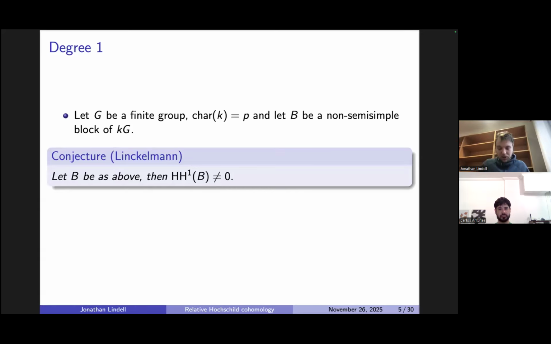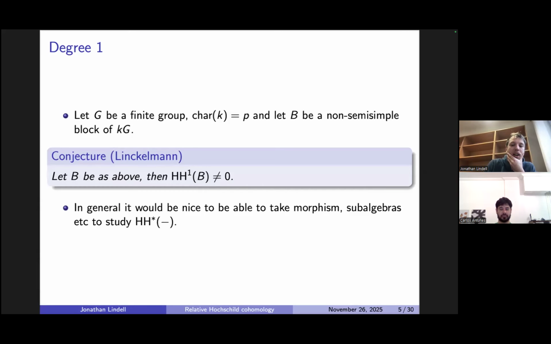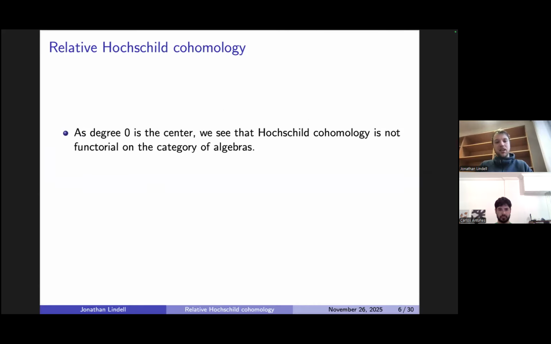And so now we're in the setup where we would like to study HH1 and see how it behaves and so on and so forth. And it would be very nice if we were able to use the flexibility of taking a morphism and saying, oh, HH1 of the target object behaves like this, so we can say something about the object that we had before, or we can take subalgebras, etc., to study our Hochschild cohomology. But the problem, of course, is then, as we saw earlier, degree 0 of the Hochschild cohomology is the center. So Hochschild cohomology is not functorial on the category of algebras.